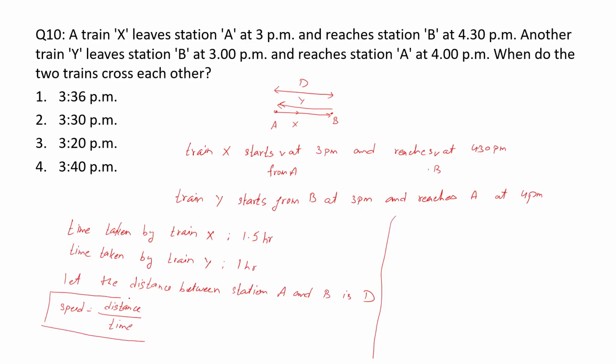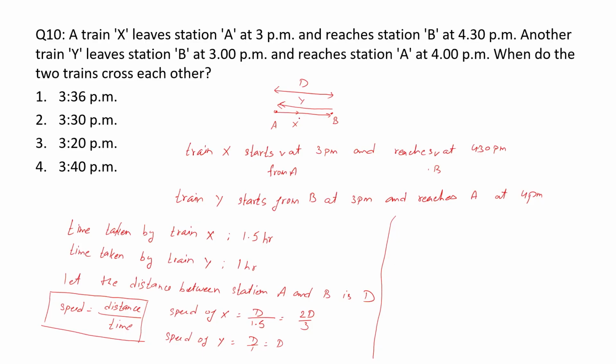So speed of x is d upon 1.5, and that is equal to 2d upon 3. Similarly, we can calculate speed of y, that is d upon 1 hour, that is d only. Okay, so now you have speed of x, speed of y.